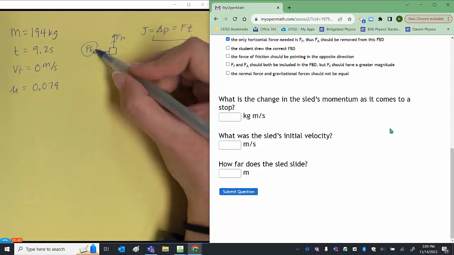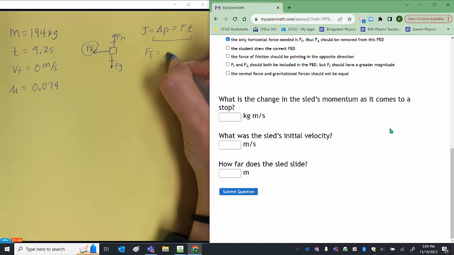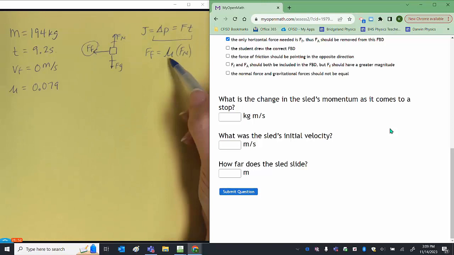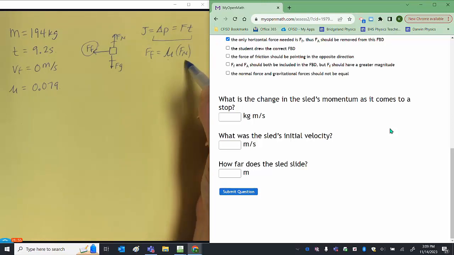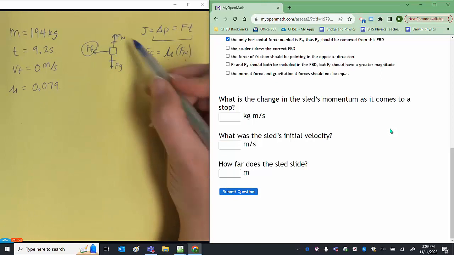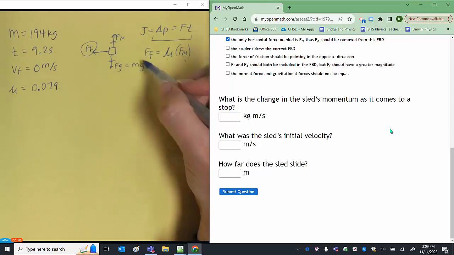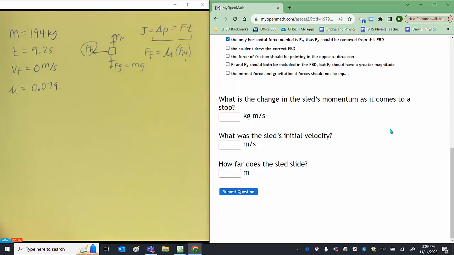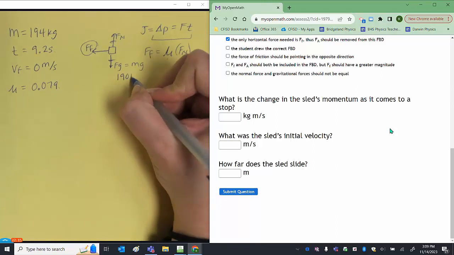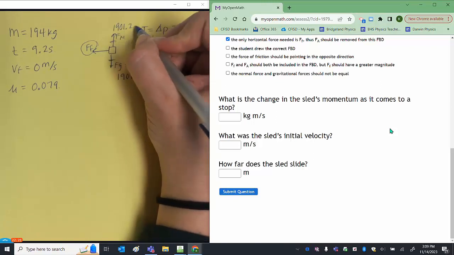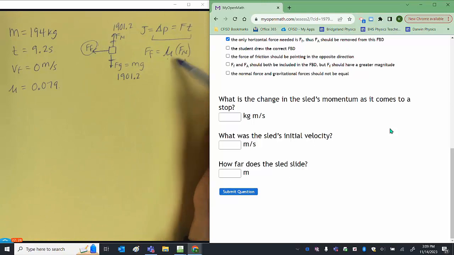Again, force of friction, I have a formula for that. It is mu times Fn. Okay, I have mu, 0.079. I just need Fn, and I don't have an equation for Fn, but I did mark down that it is equal and opposite to Fg, and I do have an equation for Fg. So, if I solve for Fg, my mass, 194, times gravity on Earth, 9.8, I get an Fn of 1901.2, and that's also Fg, so they're both the same value, 1901.2 newtons.